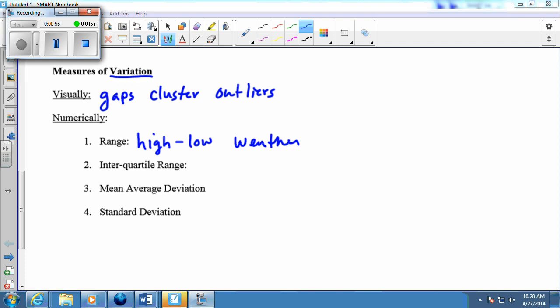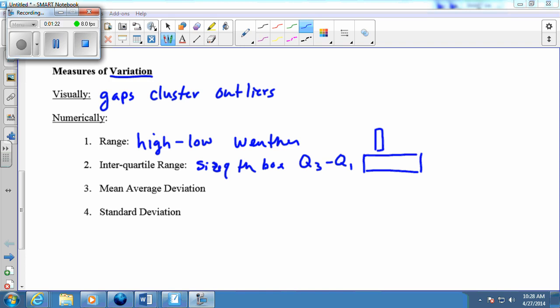The interquartile range, we've already defined that. This is basically the size of the box. In other words, it's Q3 minus Q1. You could look at the box plots we made earlier. One interquartile range was very narrow, and the other was much longer. And so that would tell us a little bit about our variation.